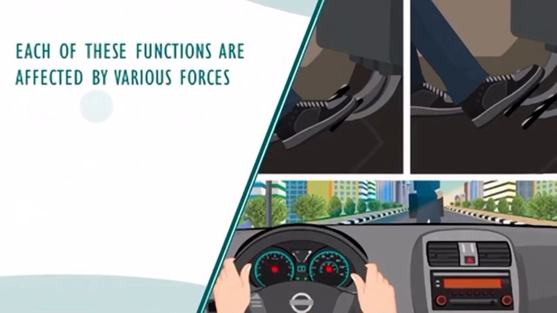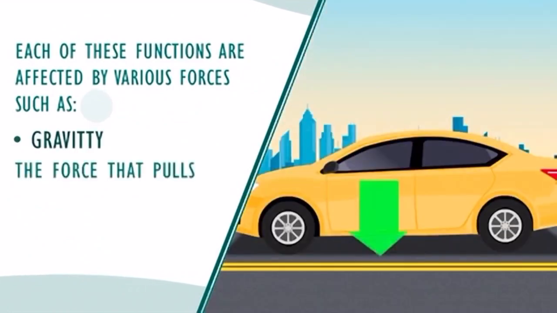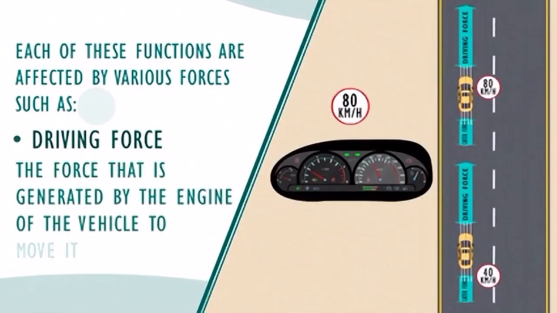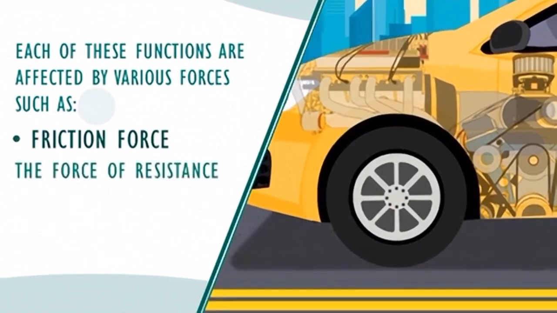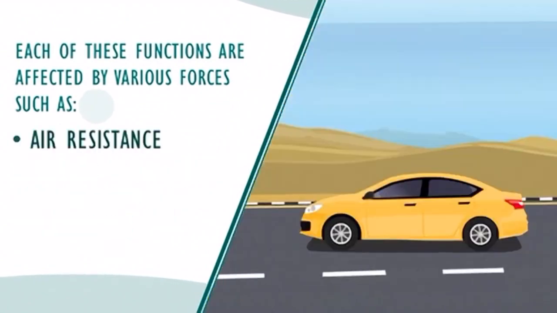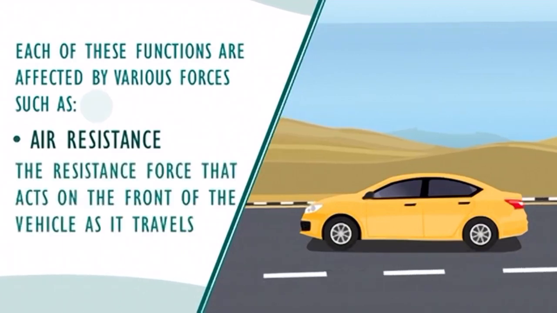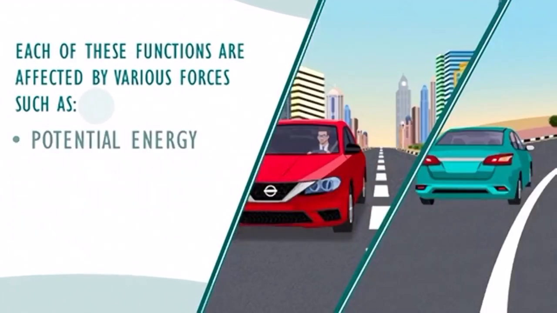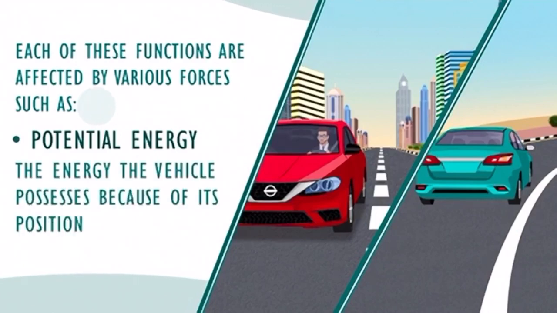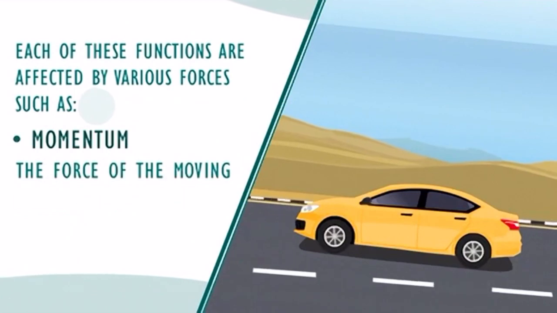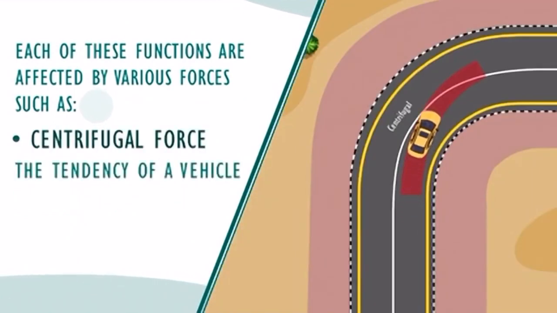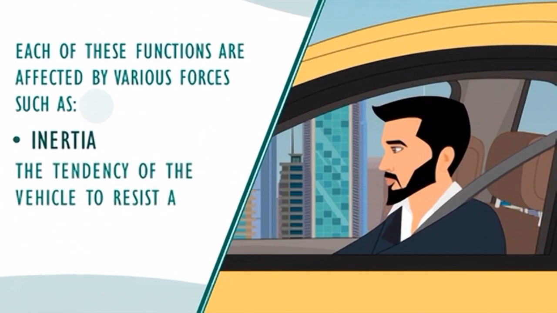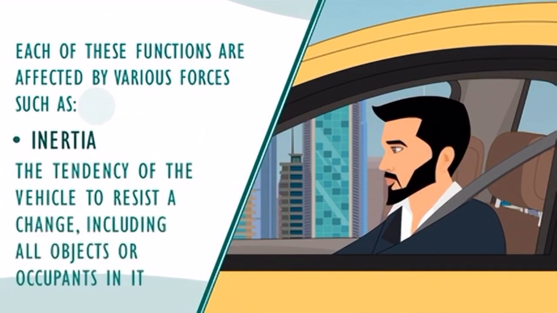Each of these functions are affected by various forces such as gravity, the force that pulls vehicle towards the center of the earth; driving force, the force that is generated by the engine of the vehicle to move it; friction force, the force of resistance between the vehicle tires and the road; air resistance, the resistance force that acts on the front of the vehicle as it travels through the air; kinetic energy, the energy the vehicle possesses because of its motion; potential energy, the energy the vehicle possesses because of its position; momentum, the force of the moving vehicle; centrifugal force, the tendency of a vehicle to be pulled outward when driving round a curve; inertia, the tendency of a vehicle to resist a change, including all objects or occupants in it.